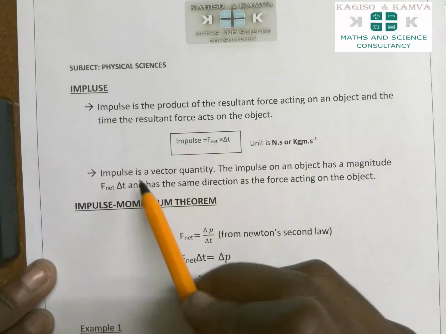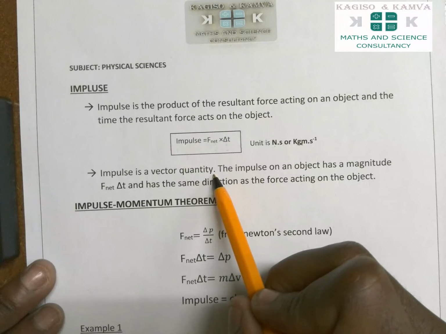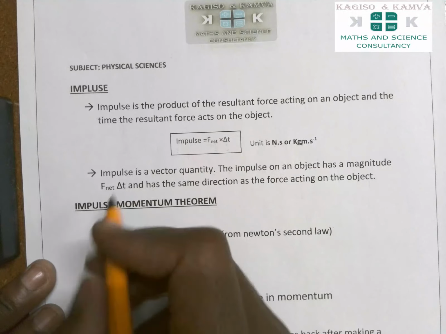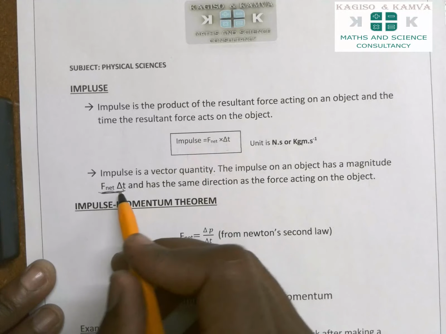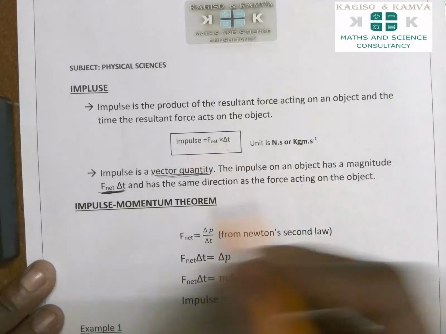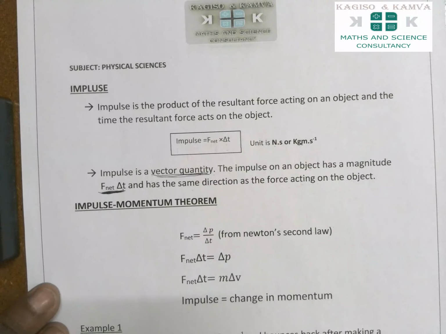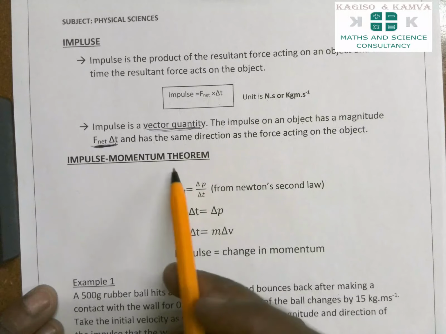Now impulse is a vector quantity, and the impulse on an object has this magnitude. You have to multiply the two to get the impulse of an object, and it has the same direction as the force acting on the object, because we said it is a vector quantity. The magnitude of the impulse, you get it in this way.